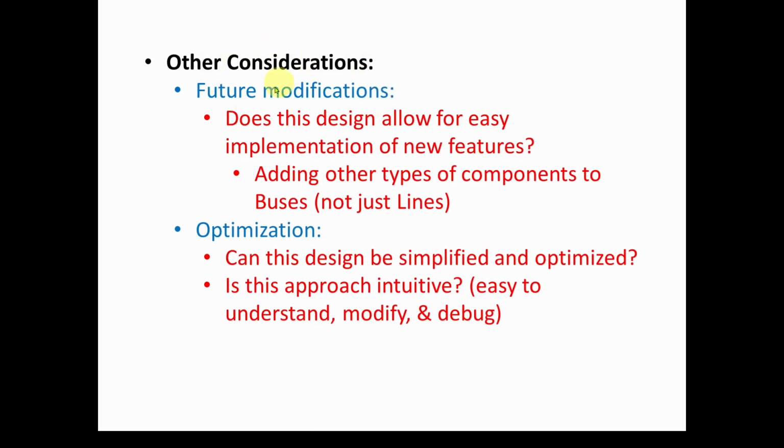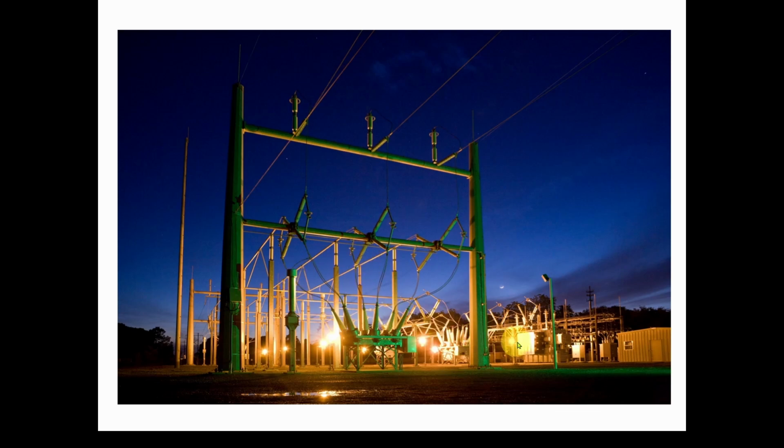Now, there are also other considerations in our design. If we're going to engineer this correctly, we're going to have an eye towards, hey, what if we want to modify this in the future? So, for example, does this design allow for easy implementation of other new features? If you know anything about substations in the real engineering world, we are representing just these lines coming in, but there are also components inside of this substation that we may want to represent in the future, like circuit breakers, transformers, generators, and so on.